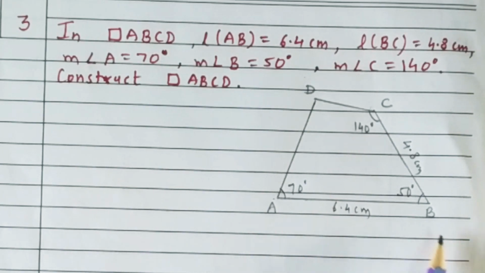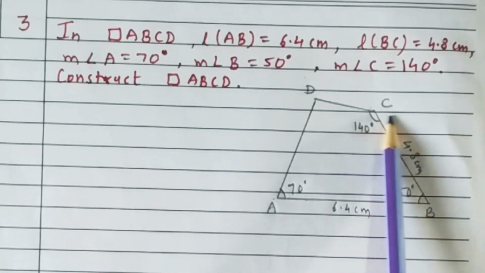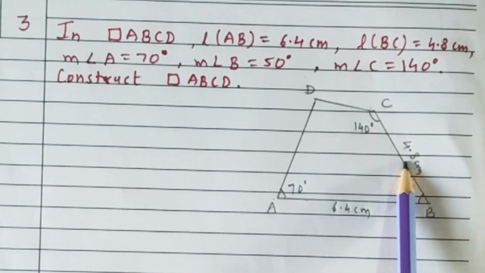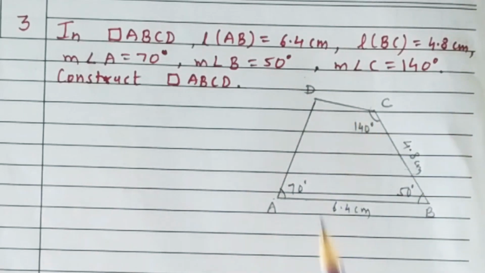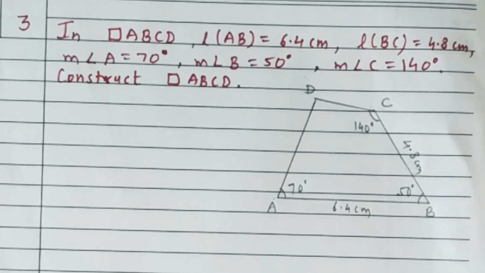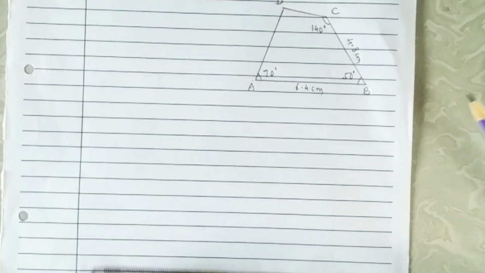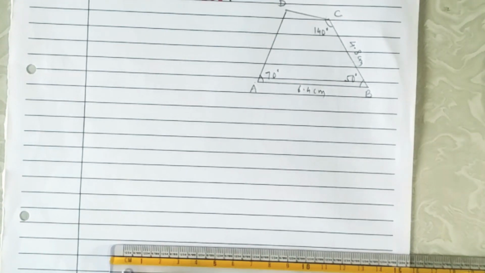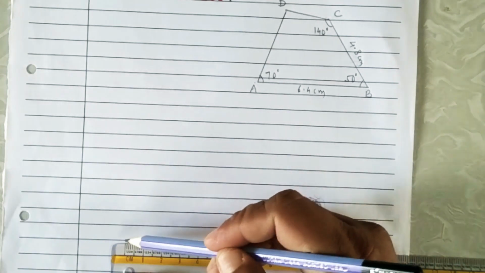So first base AB 6.4 centimeter, then angle A 70 degree, angle B 50 degree. Then from B, the point C at a distance of 4.8 centimeter, and at point C make the angle of 140 degree. We'll get the quadrilateral ABCD. So first draw the base segment of length 6.4 centimeter.